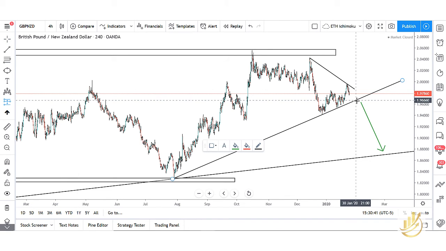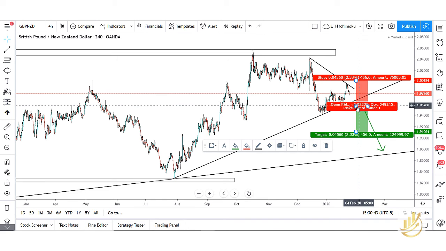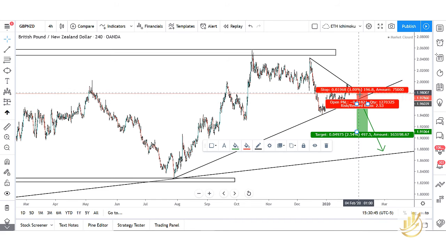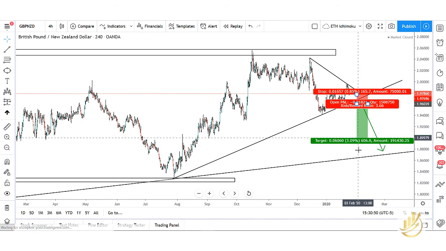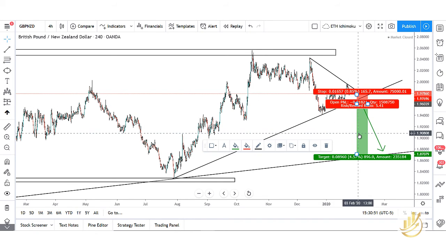somewhere here, somewhere here, and then keep the stops just above the trend line, and the target area will be this. So it is like a 1:5 risk to reward ratio. But if everything goes well, you can do the same thing.